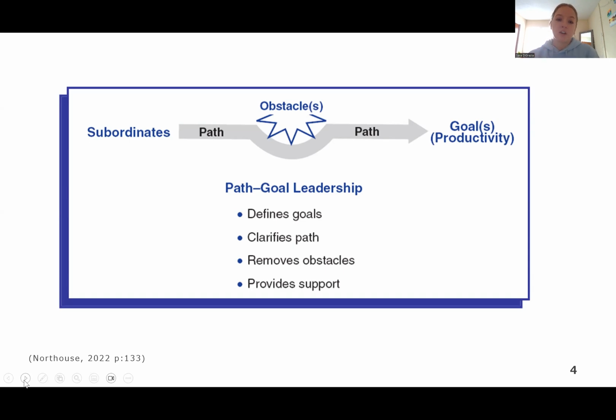And then at the bottom, it had some bullet points of what leaders should be detailing and helping their followers do to attain these goals. So that was defining their goals, clarifying the path, so making it more detailed and easier to follow, and then removing obstacles and providing support.